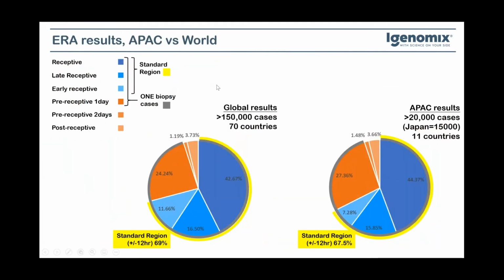So comparing the Asia Pacific data with the world data, in the Asia Pacific region we have done more than 20,000 cases, and you can see that the data are very similar. So regardless of the races or the countries, the data are very similar, and you can see the ratio of the so-called receptive is about 42, 43, 44%. That means not even fine tuning needs to be done. And for those that are early receptive, 11%, or late receptive, 16%, very similar. And for pre-receptive 1 day, 24% and 27%, very similar. So we do not see a difference between the world data and our Asia Pacific data.